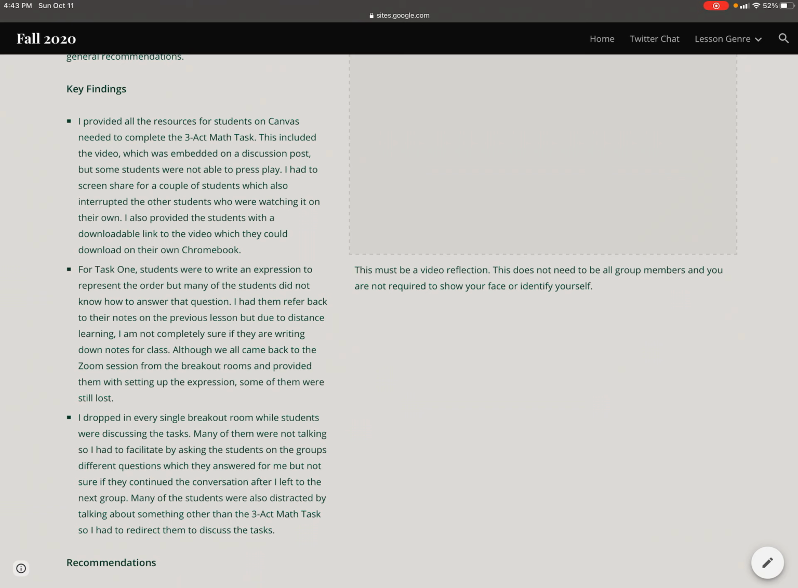Although we all came back to the Zoom session from the breakout rooms and I provided them with the setting up of the expression, some of them were still a little bit lost.